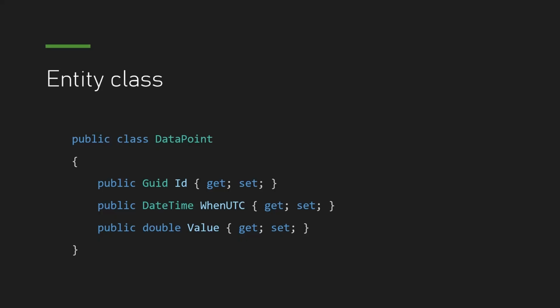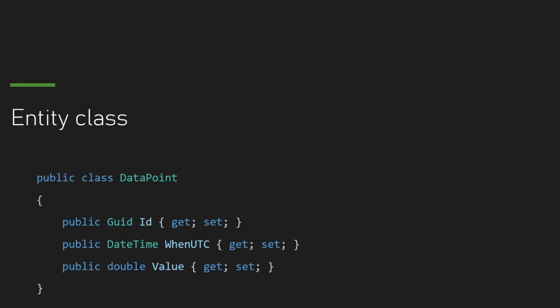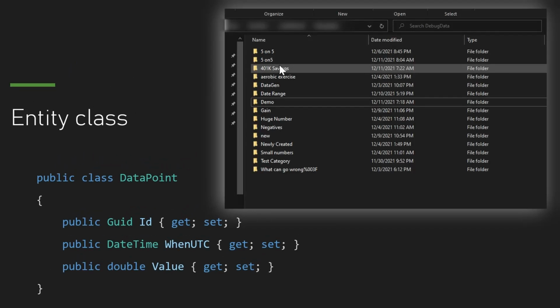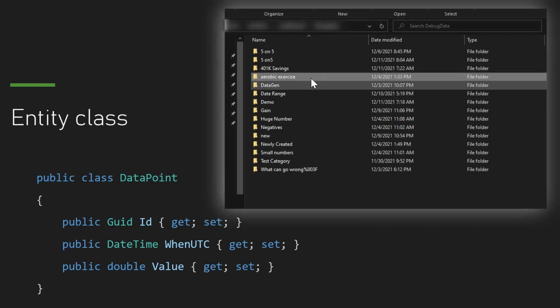For those new to the channel, this is the main data that we are going to be saving and syncing. Actually, now that I have some implementations, let me show you how they look when they are on the disk. Here you see a list of folders. Each folder is used for a category. For example, 401k, aerobic exercise.